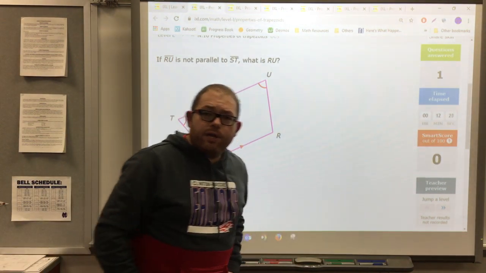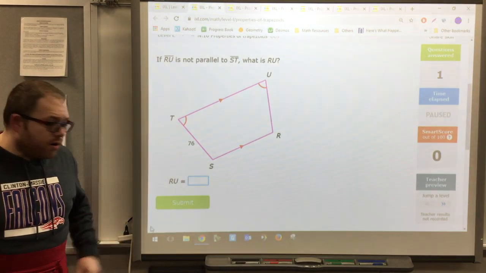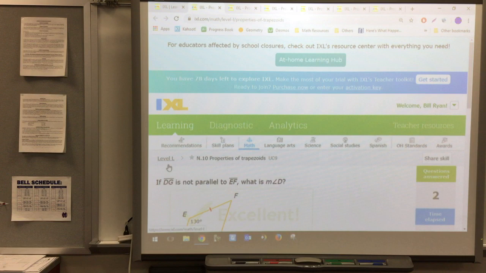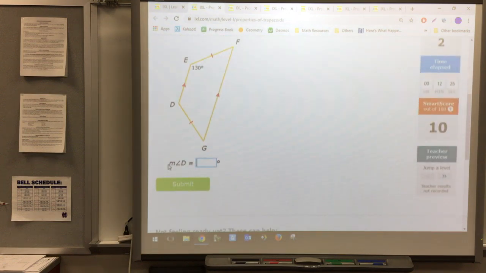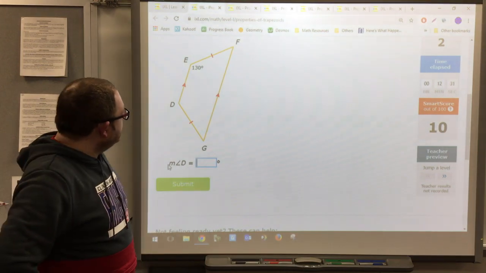They want the length of side RU, we're going to simply type in 76. If you look to the side, we currently have a score of 0. Let's type in 76 to confirm that our score increases. And you can see our score has improved.